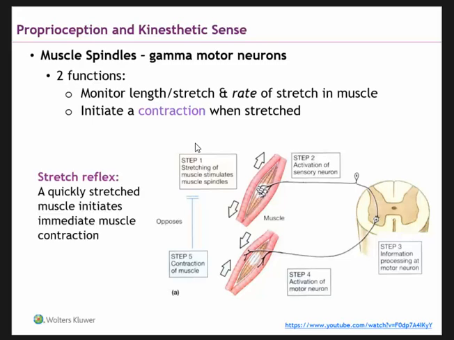So the stretch reflex is when a muscle is quickly stretched, and that initiates an immediate contraction. So a fast stretch, immediate contraction, and what happens here? It activates titin. We just got done learning about titin. So it activates titin during that reflex, which acts as that molecular spring, and it limits range of motion. So that's our muscle spindle.